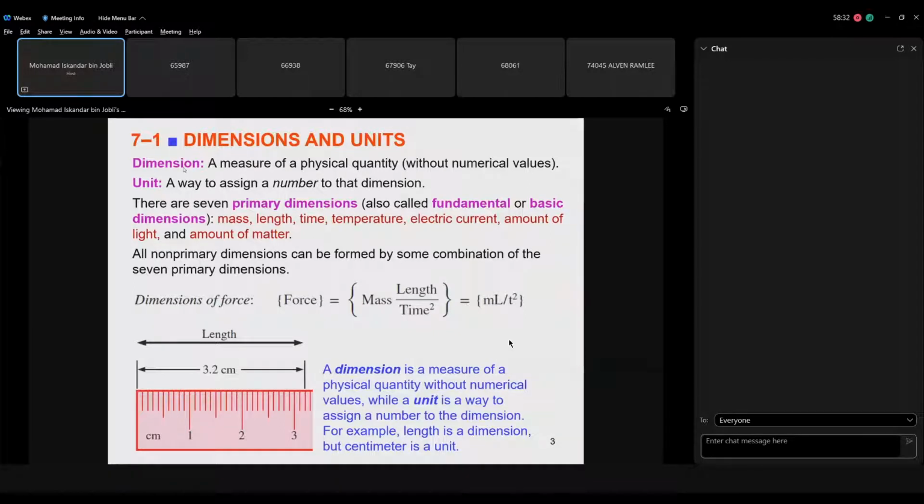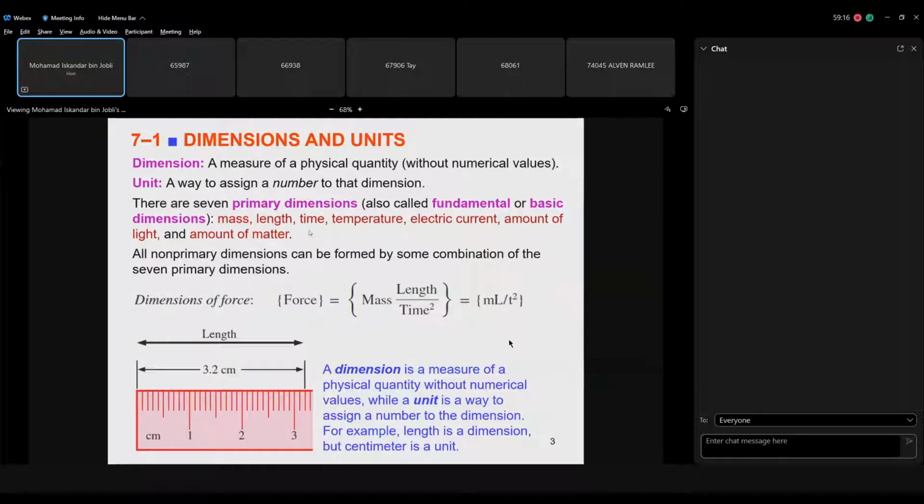All you have to do is know what dimensions are, instead of remembering the names. Have a look at this. These are dimensions. There are 7 primary dimensions, also called the fundamental as well as basic dimensions. The dimensions are mass, length, time, temperature, electric current, amount of light, and amount of matter. I repeat, there are 7 primary dimensions: mass, length, time, temperature, electric current, amount of light, and amount of matter.